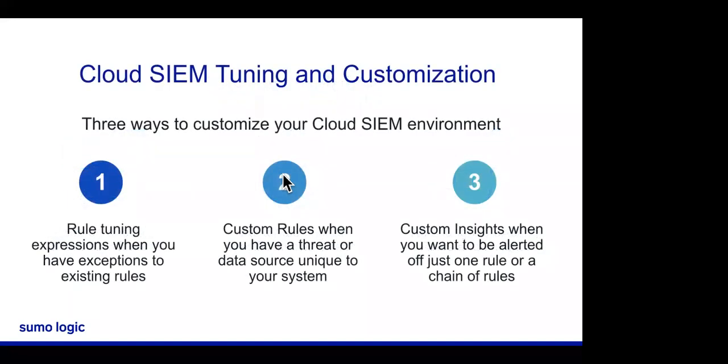So we're going to sit and play with these three things. Again, rule tuning is for exceptions, custom rules when you have a threat or data source unique to your system, or you want to change some of the rules that we already have, and then custom insights when you want to be alerted based on things. You want to generate an alert or an insight.